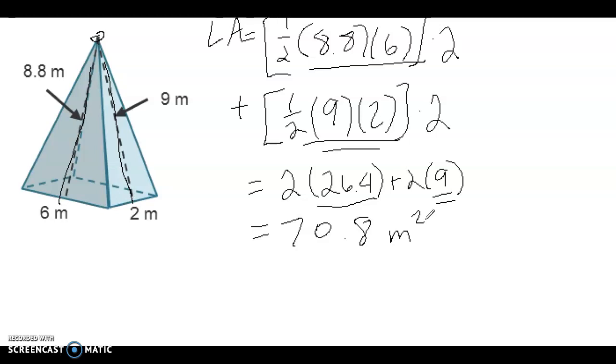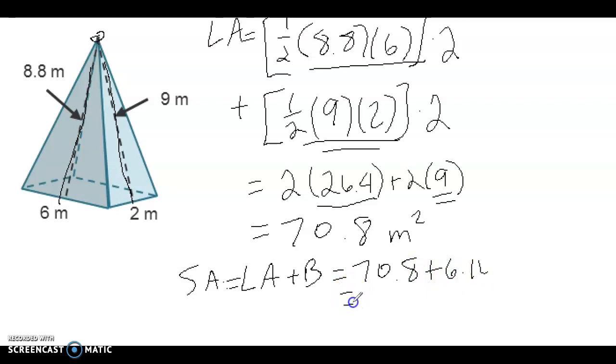If I wanted to then find the total surface area, I would need to add the lateral area plus the base. Well, I know my lateral area is 70.8. My base is 6 times 2. So what I do is I just add, well, that becomes 12 more, which is 82.8.